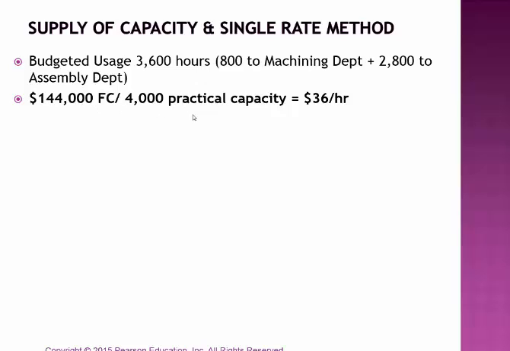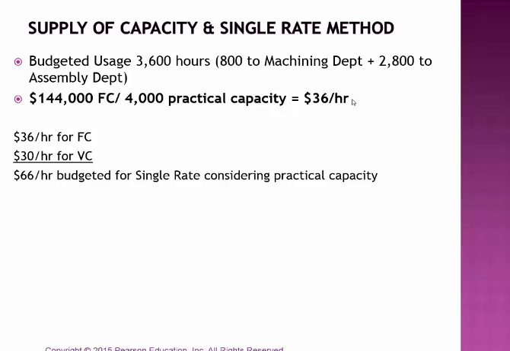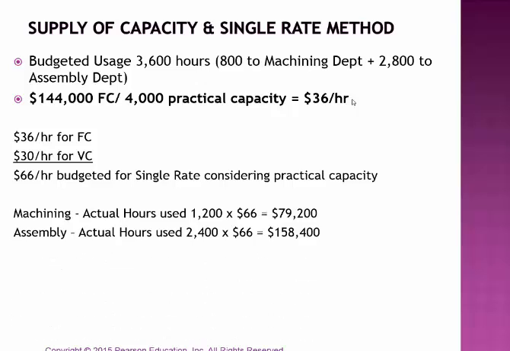So 144,000 divided by that 4,000 in practical capacity means the fixed cost portion is 36 per hour. We still have the same variable cost at 30 per hour. We're going to take these two now and add them together, which gives us 66 per hour for our single rate, considering practical capacity. And then we are going to multiply that out times our actual hours used, and we're going to get 79,200 for the machining department and 158,400 for the assembly department.